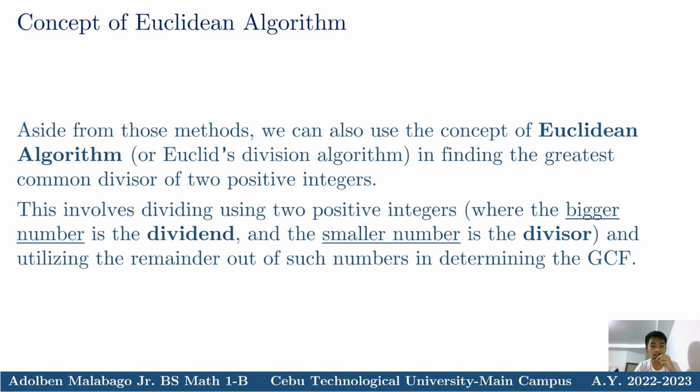So aside from those methods, we can also use the concept of the Euclidean algorithm, or Euclid's division algorithm, in finding the greatest common divisor of two positive integers. This involves dividing using two positive integers, where the bigger number is the dividend and the smaller number is the divisor, and utilizing the remainder out of such numbers in determining the GCF or the greatest common factor. So to get the gist on how we are going to use the Euclidean algorithm, let's have an example.